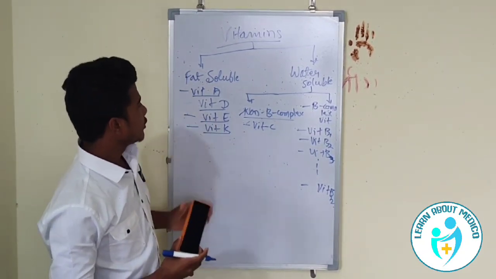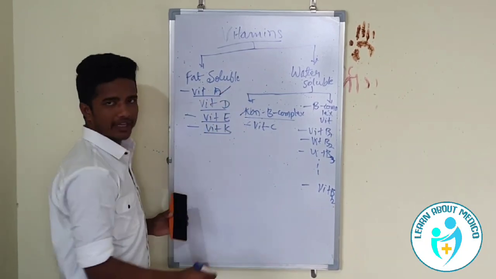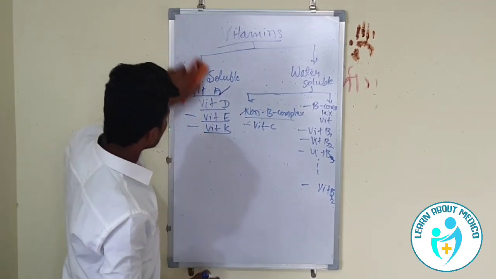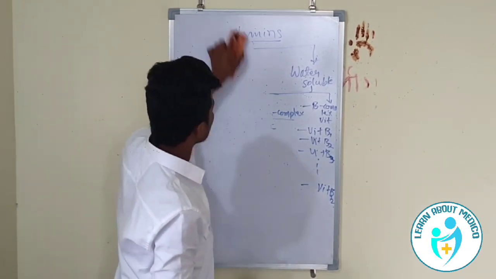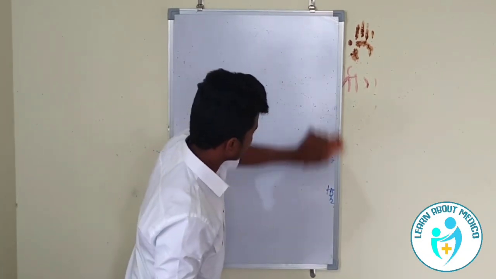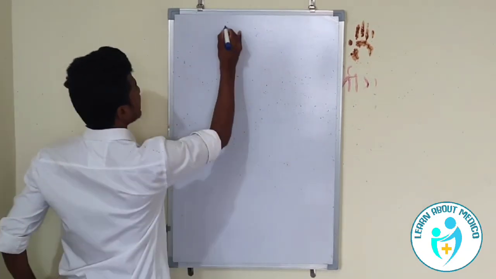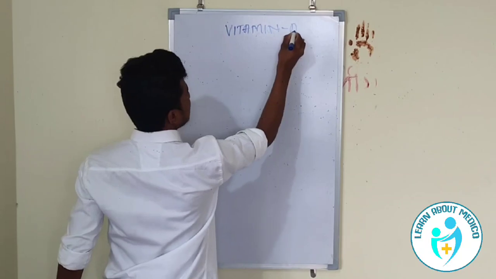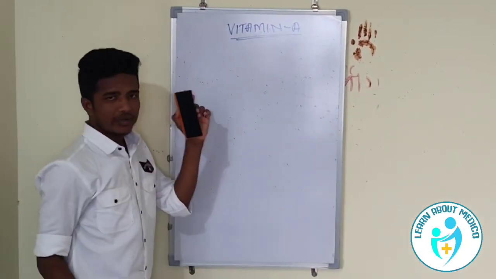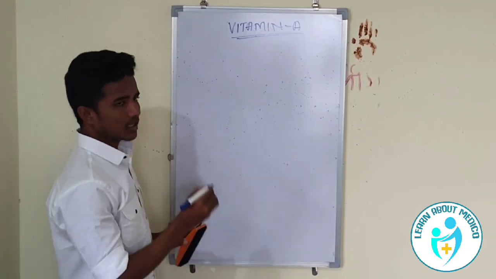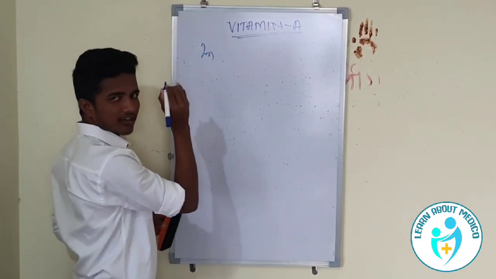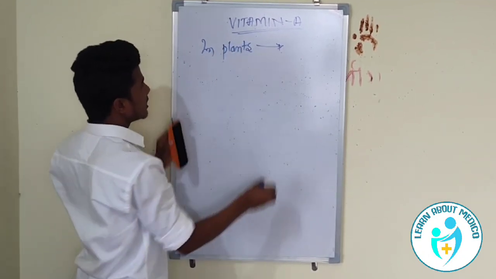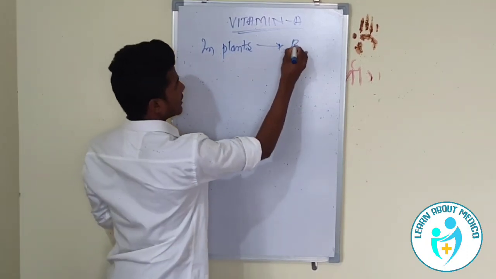Today we are going to discuss mainly vitamin A. We will discuss the vitamins one by one, separately, and the first one is vitamin A. Vitamin A in plants is in the form of beta carotene.